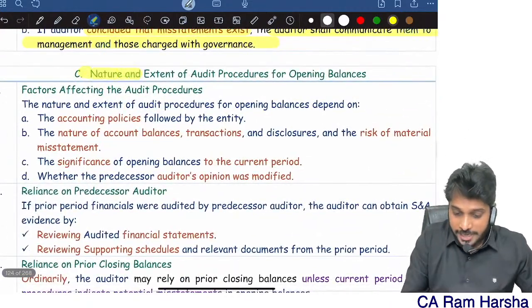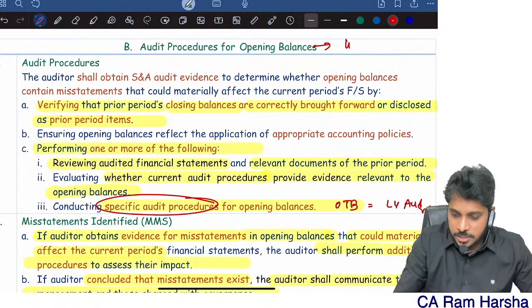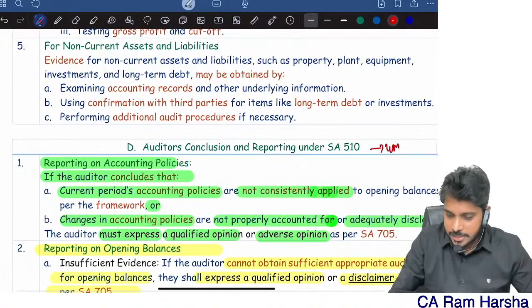Now, what is the nature? So what procedure do we need to perform? We understood now. So what is the procedure for opening balance? 4 marks. Conclusions and reporting, straight away they can ask it as a 4 marks question.